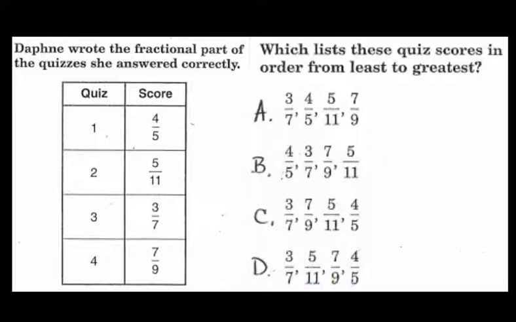So what happens when we're given words? Like Daphne wrote the fractional part of the quiz that she answered correctly. And then we're given a table, and it shows the 4 quiz scores and the scores that she got. All right? And then we still have the question of which lists these quiz scores in order from least to greatest. And when we look at A, B, C, and D, we have to actually convert all of our numbers to decimals and figure out some way to answer that.